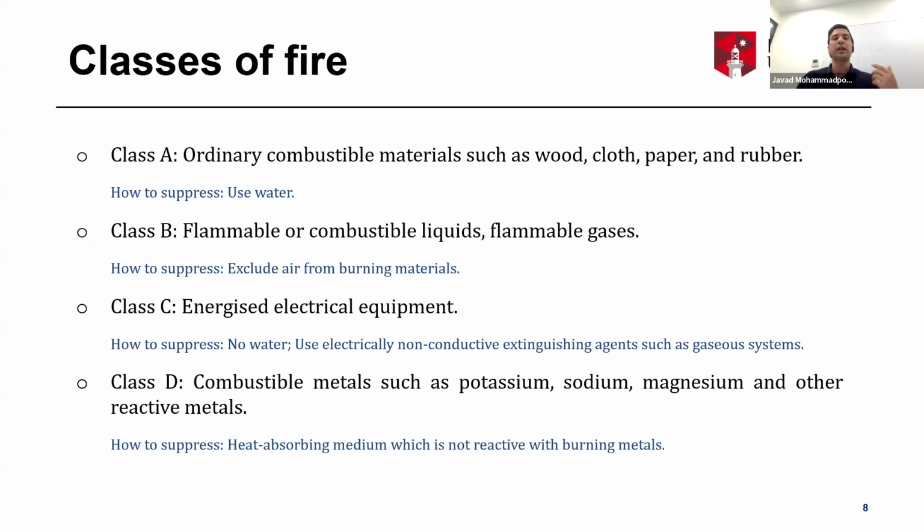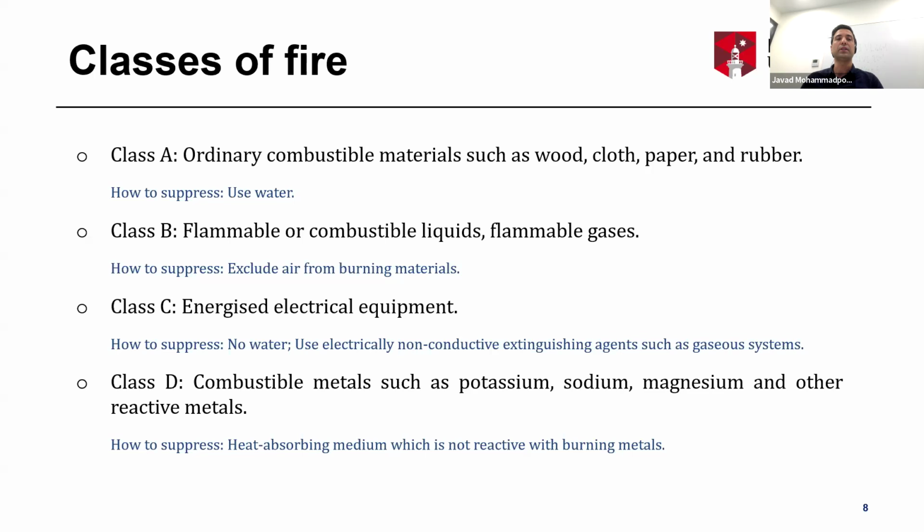Class C is energized electrical equipment. They are very serious fires. So here we have electricity, so we cannot use water for suppressing, and instead you can use electrically non-conductive extinguishing agents such as gaseous systems. If you have no idea about this type of extinguisher, we will discuss that later, maybe at the end of this week or the next week. I will introduce different types of extinguishers.